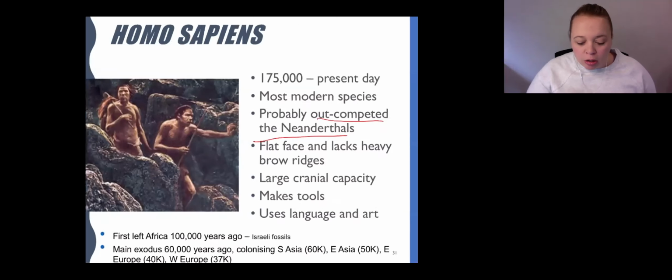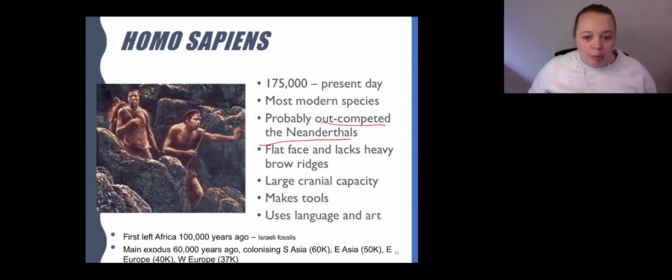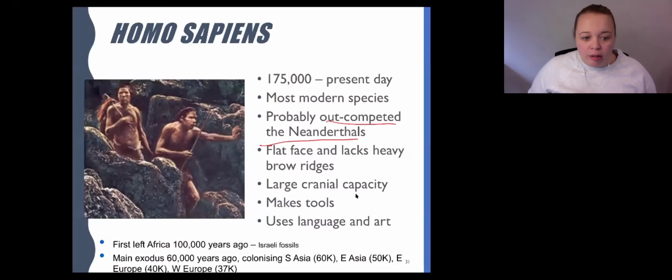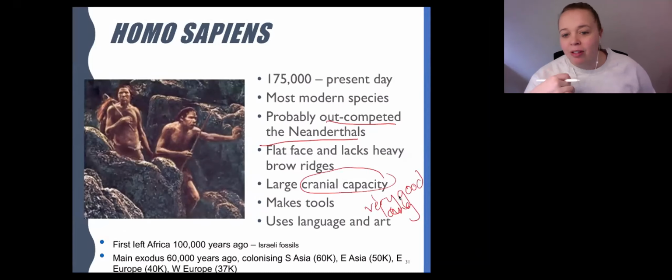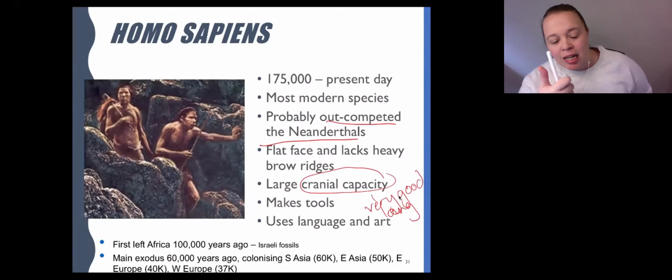Now, it wasn't to do with their brain size, though. Their brain size had nothing to do with it. We had a large cranial capacity, but most of the time it was actually our very good language. We had very good language skills. Because you've got very good language skills, you now have the ability to communicate quickly, to communicate well, and that kind of beat the Neanderthals.